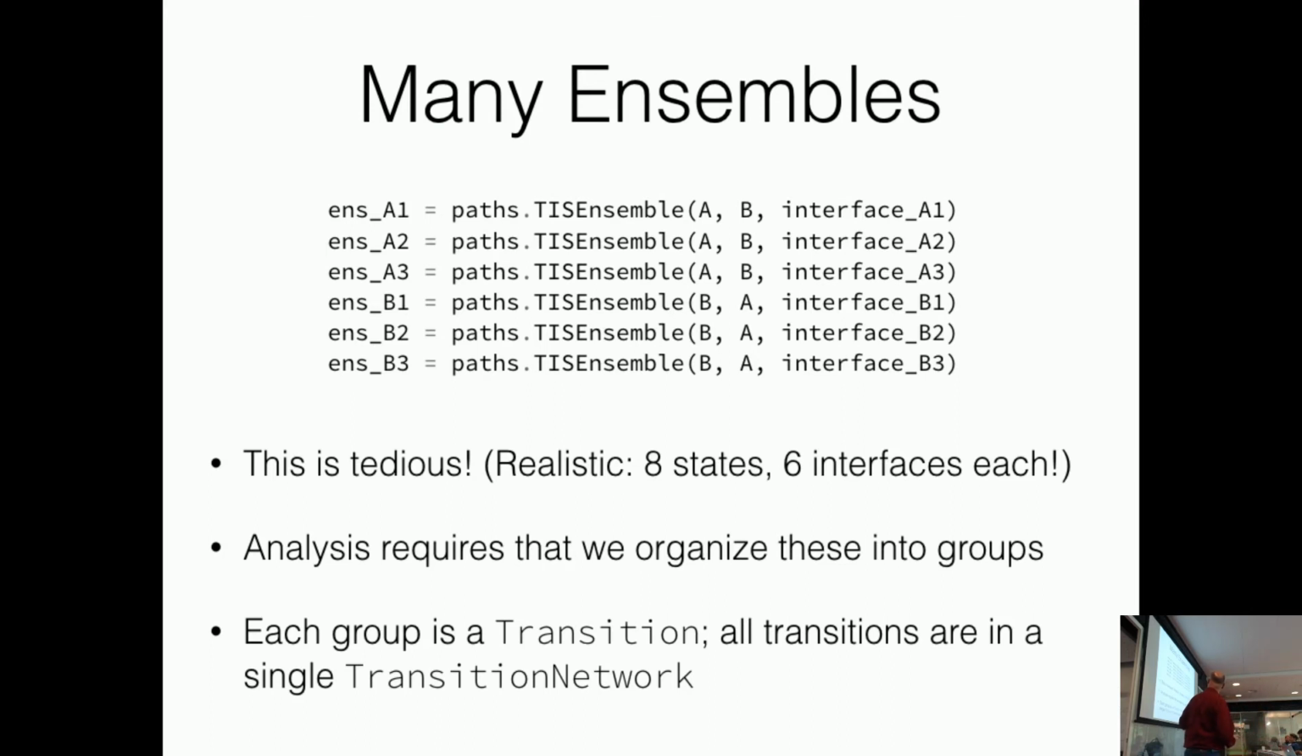And so each group like that is what we call a transition. All of the transitions joined together make a transition network object. This is because we have many, many transitions possible. Again, if you have multiple states, if you have 8 states, you have, what is it, 8 times 7 divided by 2, right? Different transitions possible. So that's a lot.